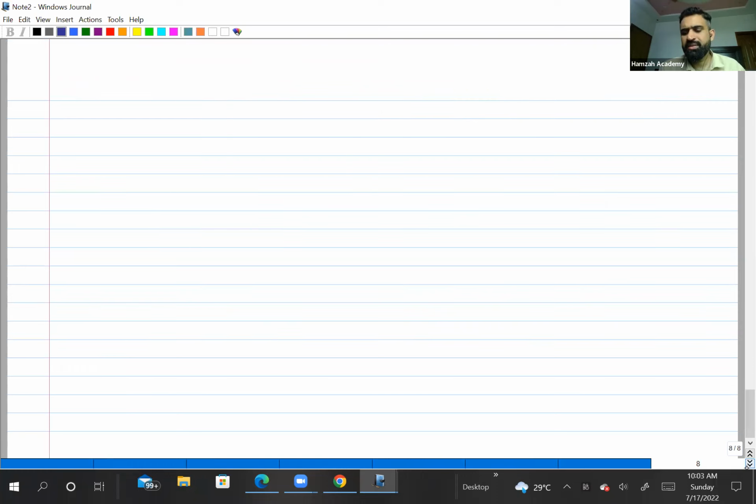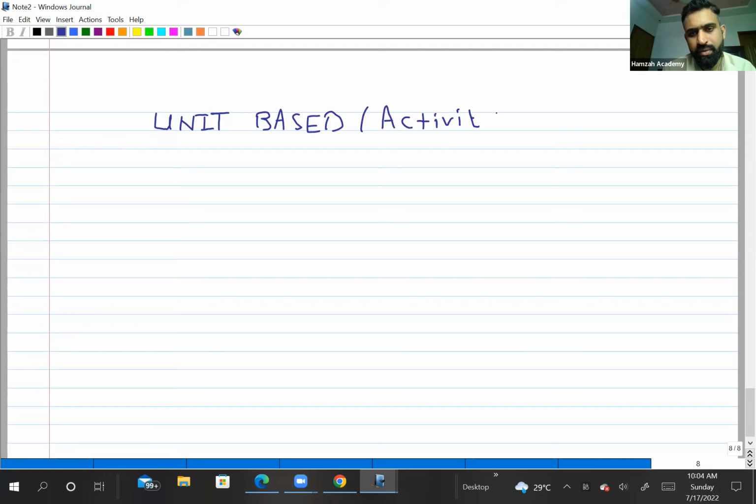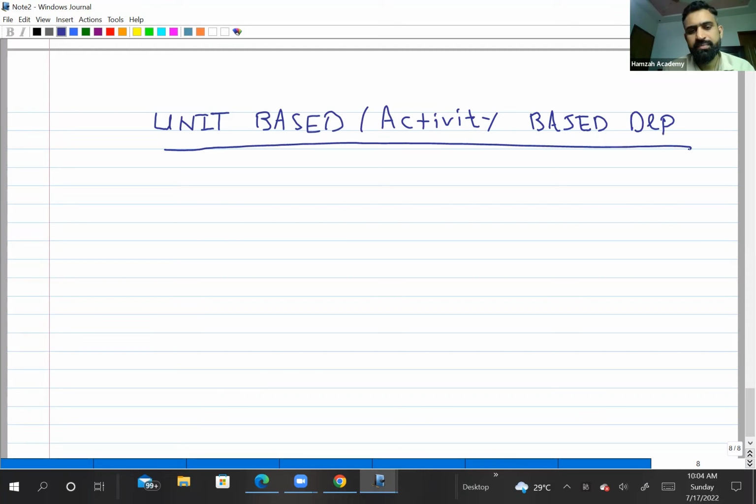The third method, which is different from straight line and the reducing balance, is unit based or activity based depreciation. It is a very simple one.